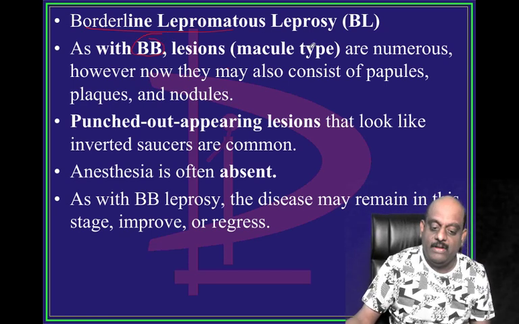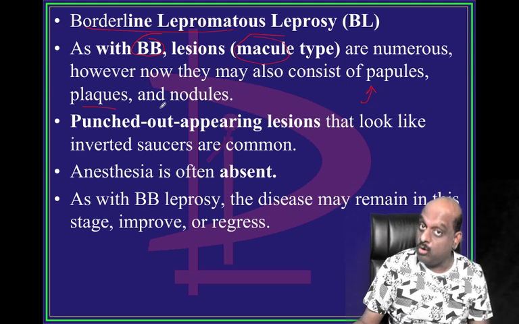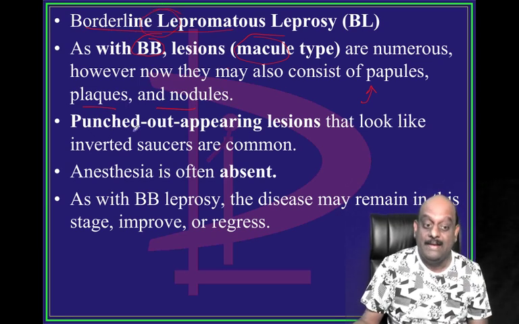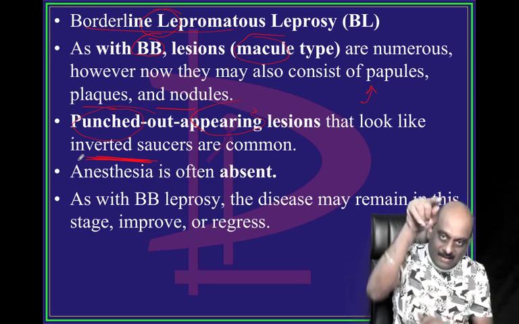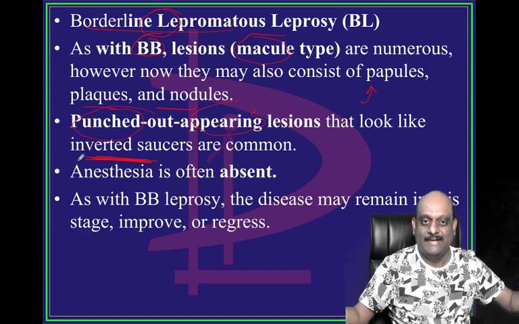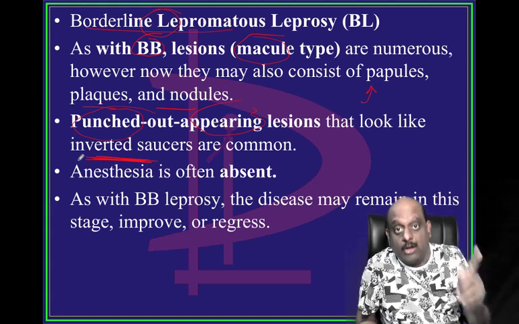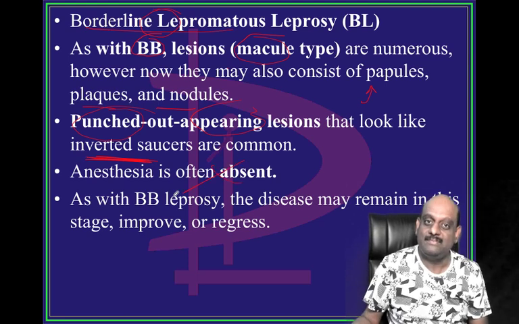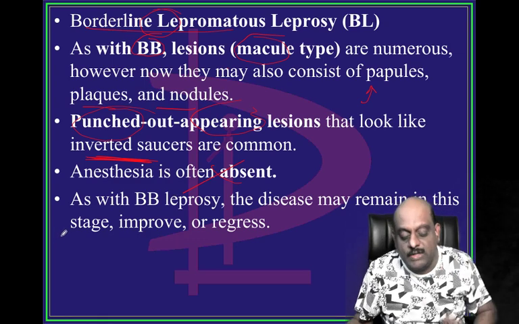Just like borderline, these are also macular. But they can also show papules, plaques, nodules for the first time. The moment it is borderline lepromatous, punched out lesions which look like an inverted saucer appear. That is what Abhishek Verma is telling. If you see an inverted saucer, what will you think? Inverted saucer means borderline lepromatous. In them, anesthesia is absent. In the initial stages, anesthesia is absent. In borderline lepromatous also, anesthesia is absent.